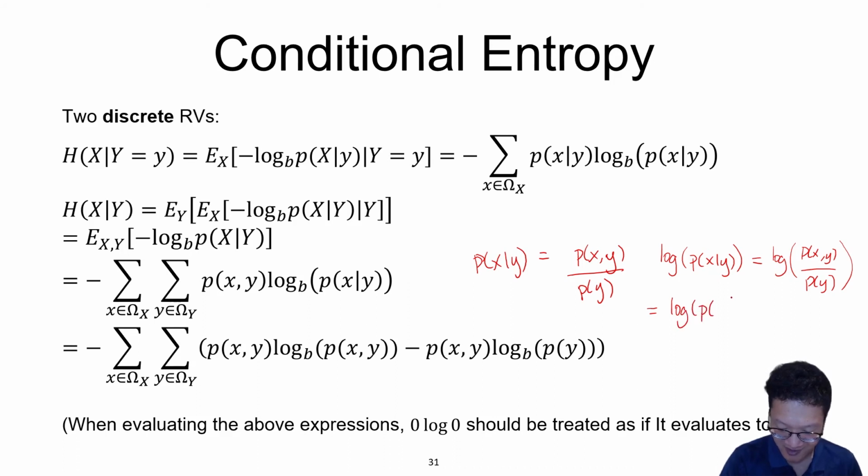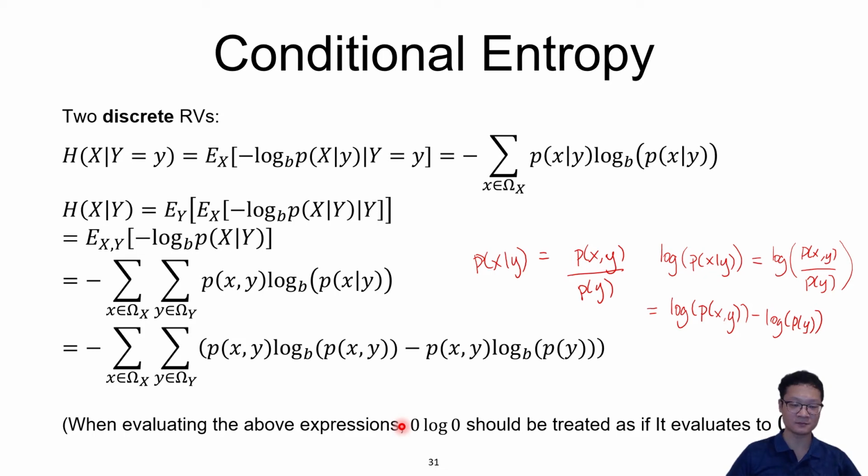I will just write out the last step here. That's the details from the second last step to the last step. So that's why we have p of xy multiplied by the first term here, and then minus p of xy multiplied by the second term here.